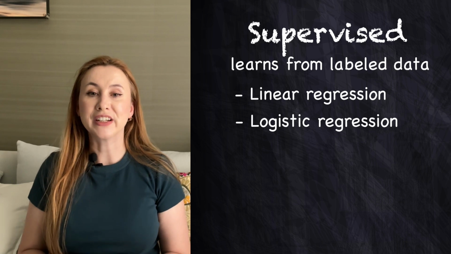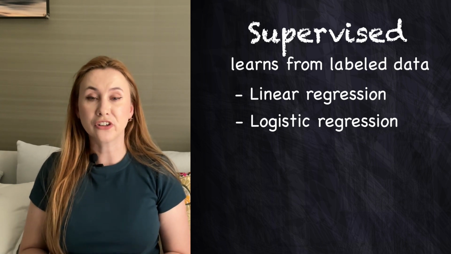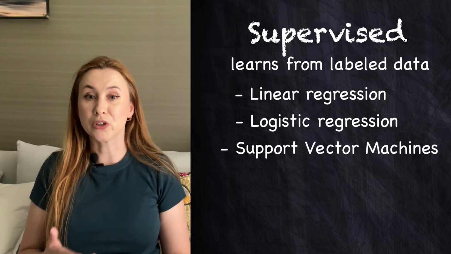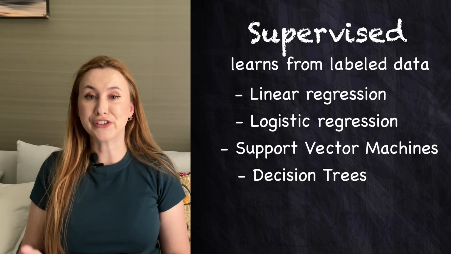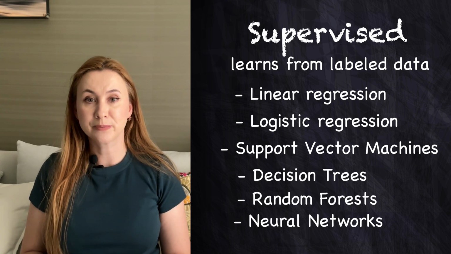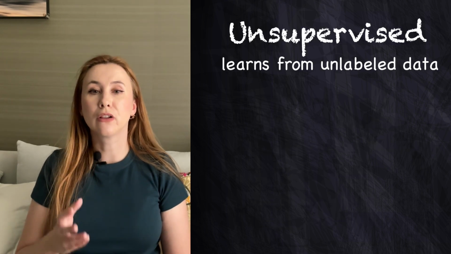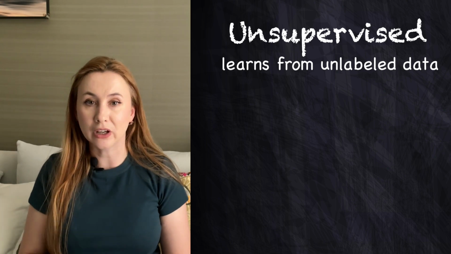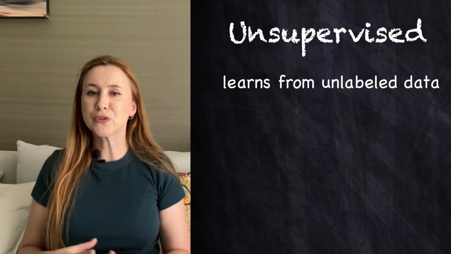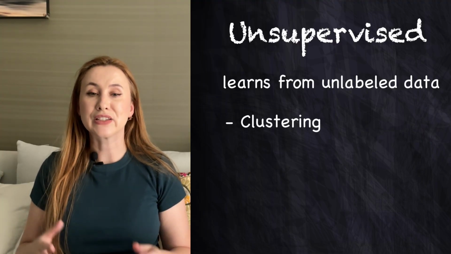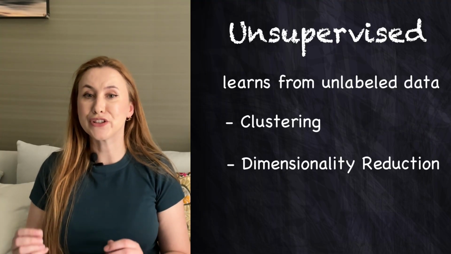Examples of supervised learning algorithms are logistic and linear regression, SVM or support vector machines, decision trees, random forest, and neural networks. Unsupervised learning algorithms learn from unlabeled data, where the algorithm tries to identify patterns and structures without any specific output labels. The objective is to find hidden patterns or structures in the input data. The examples of unsupervised learning are clustering and dimensionality reduction.